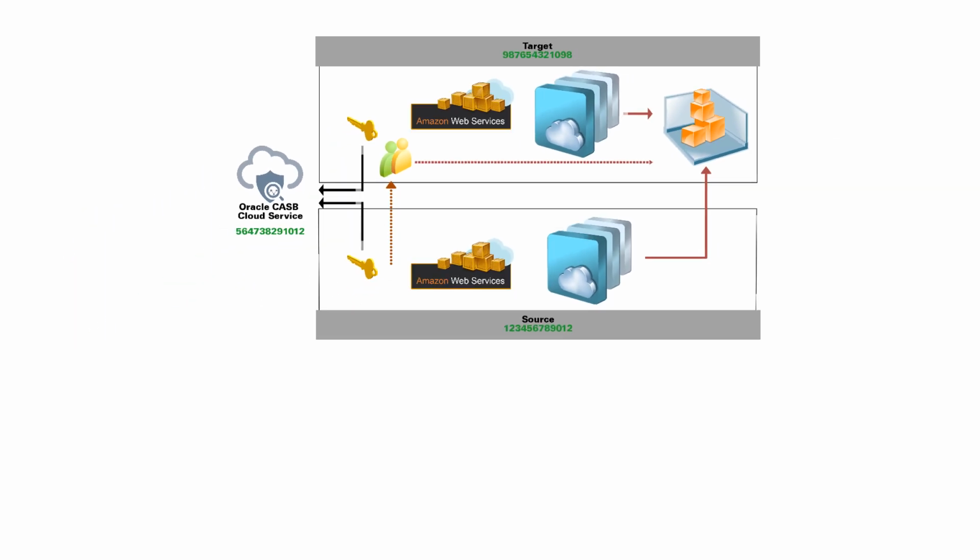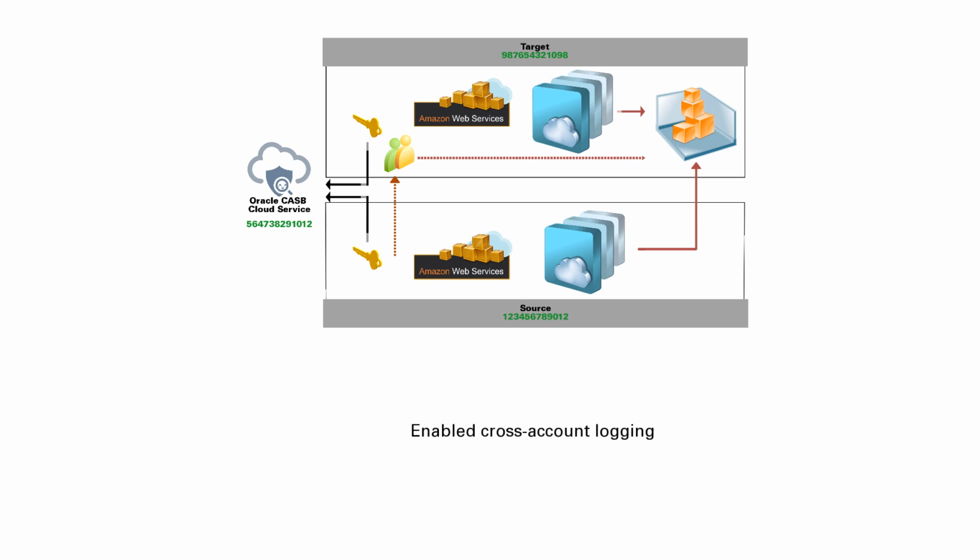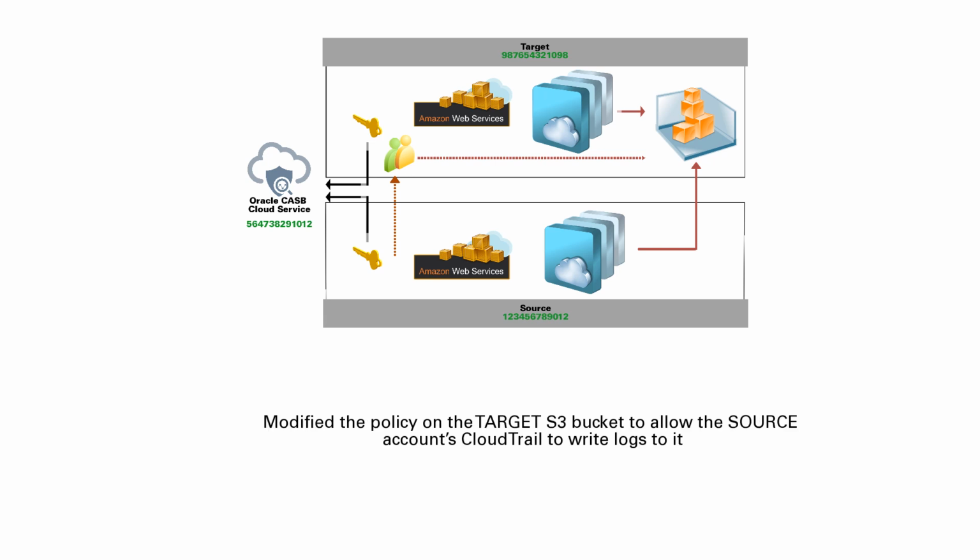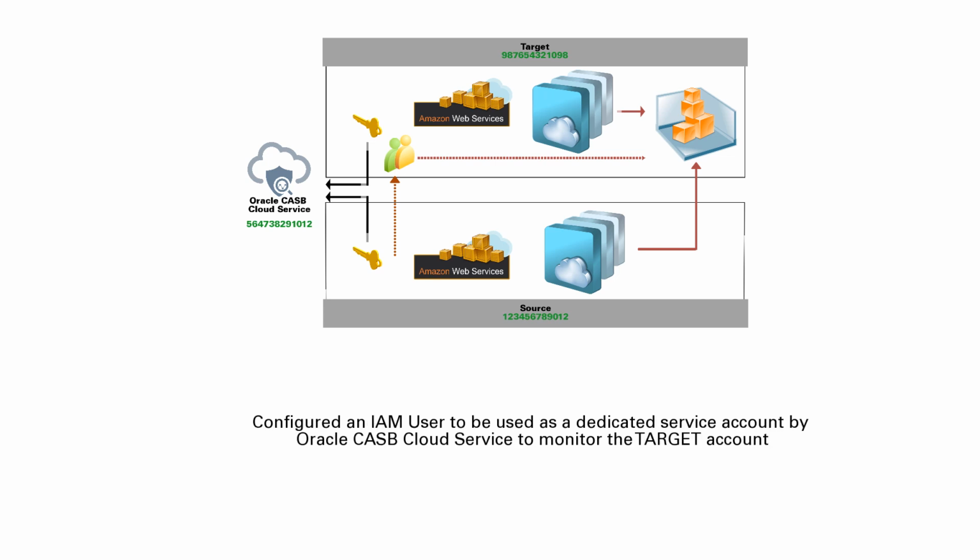At this point in the configuration, you should have enabled cross-account logging, created the cross-account role in the target account, modified the policy on the target S3 bucket to allow the source account's CloudTrail to write logs to it, and optionally configured an IAM user to be used as a dedicated service account by Oracle CASB to monitor the target account.